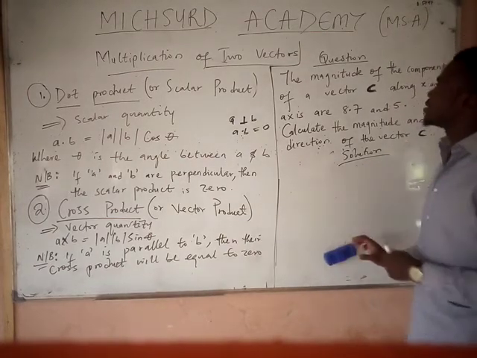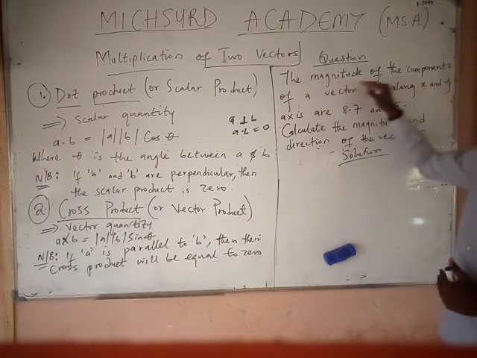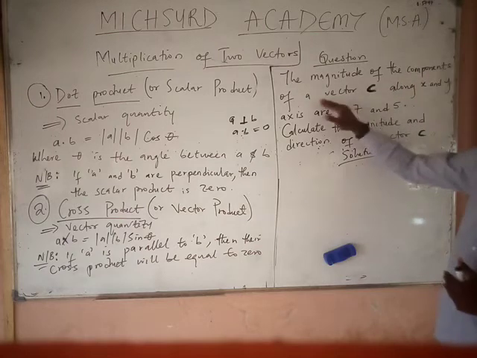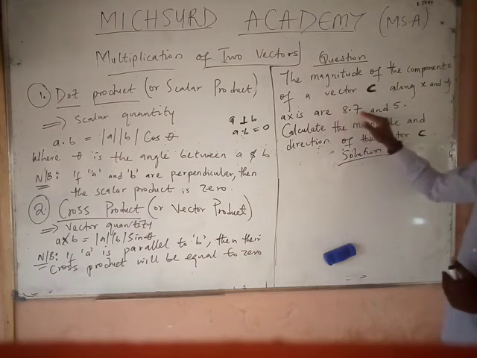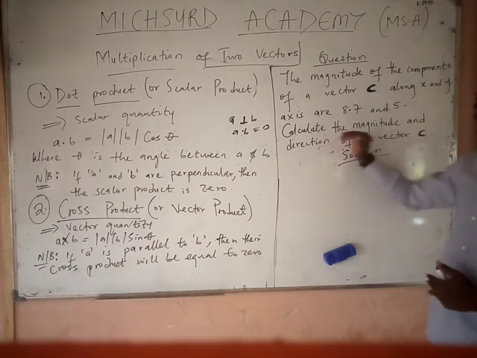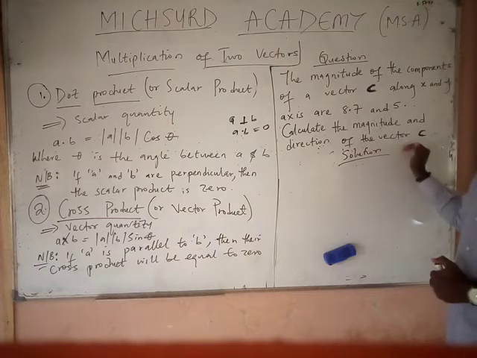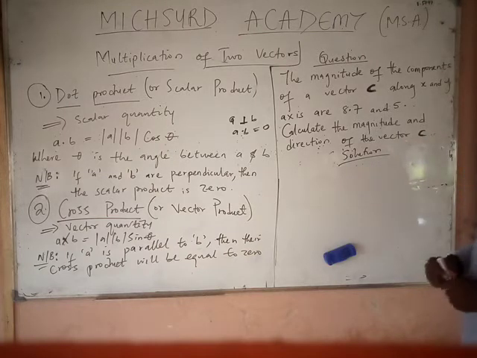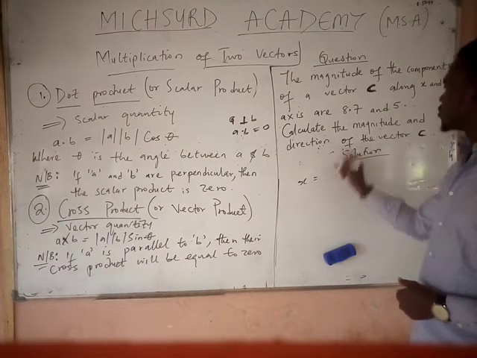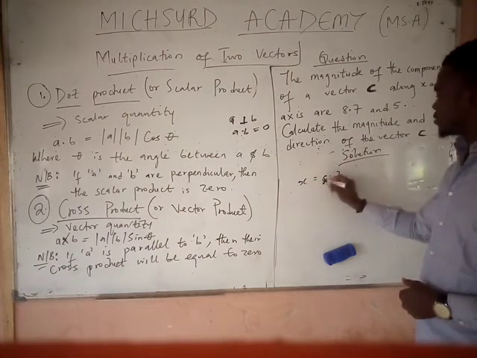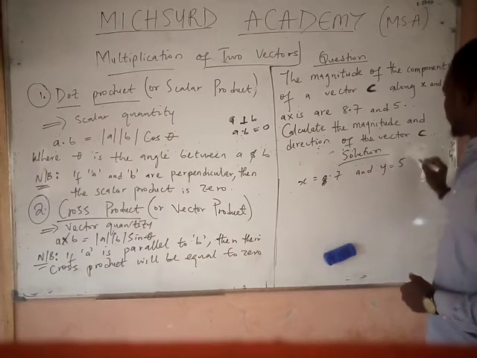So we have this example here. The magnitude of the components of a vector C along the x and y axes are 8.7 and 5. Calculate the magnitude and direction of vector C. So let's solve this question. We have the x axis as 8.7 and the y axis as 5 respectively.